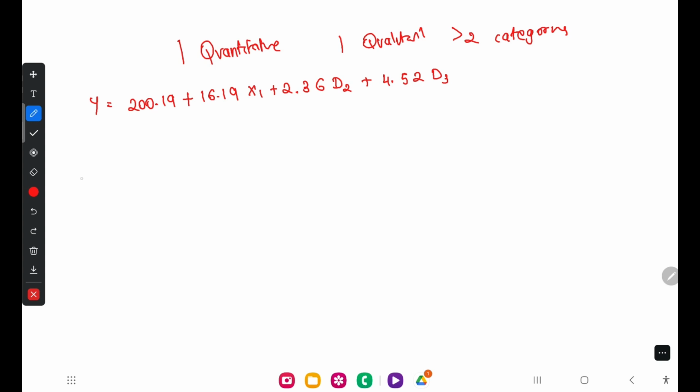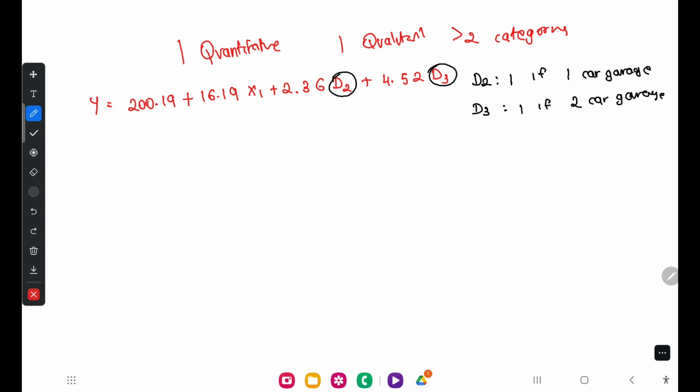So this 200.19 you know, 16.19 also you know. The new variables which I've included over here are this d2 and this d3. So I'm going to refer to d2 as 1 if there is 1 car garage and 0 otherwise, and d3 if there is 2 car garage.